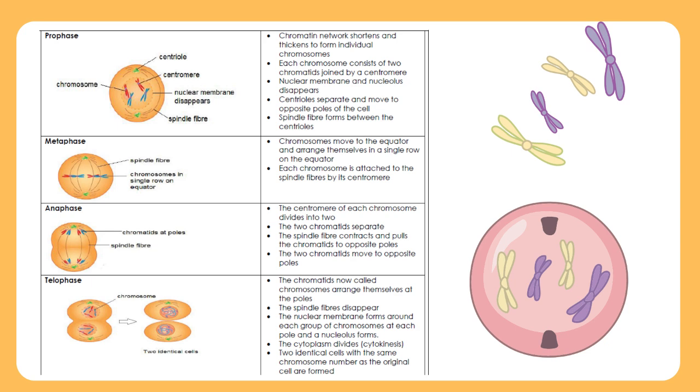Telophase. The chromatids, now called chromosomes, arrange themselves at the poles. The spindle fibers disappear. The nuclear membrane forms around each group of chromosomes at each pole, and a nucleolus forms. The cytoplasm divides, cytokinesis. 2 identical cells with the same chromosome number as the original cell are formed.